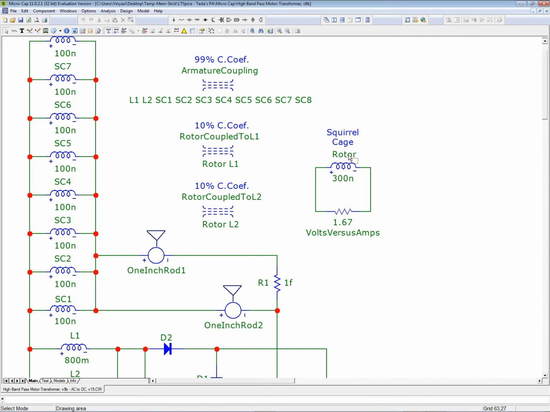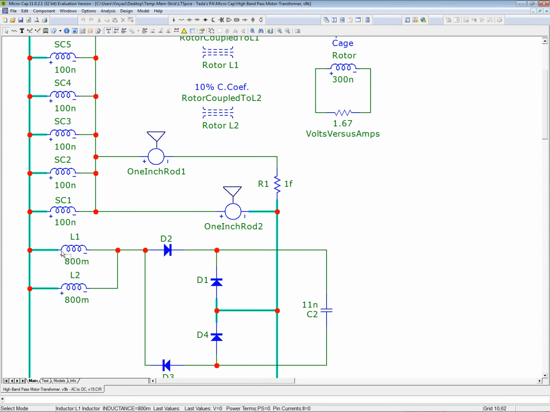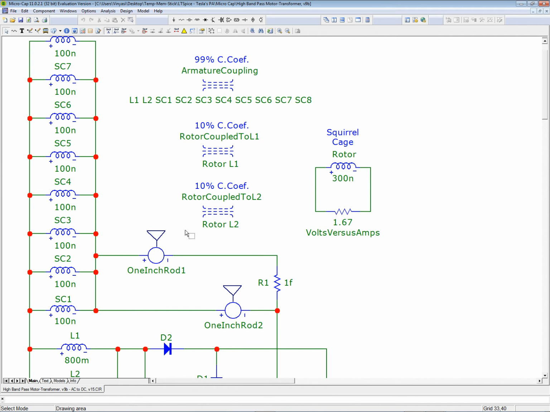The other weird thing about this is that I've got 8 starter coils and 2 main coils on the armature coupling that has a 99% coupling coefficient. And then I have 2 relationships with the rotor, one for the L1 and one for the L2, because those are the only ones that have any voltage to speak of. So they're the only ones to have a relationship with. But 10% is exactly the coupling coefficient the rotor has to have with each of the bifilar windings, the L1 and the L2. If it's 11 or 9, it won't surge.